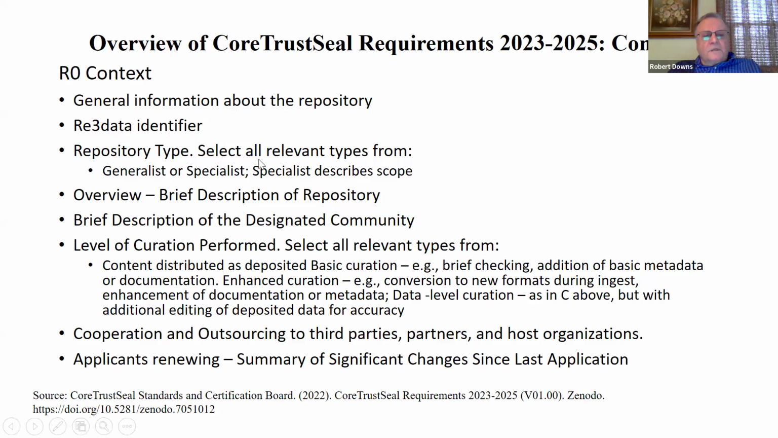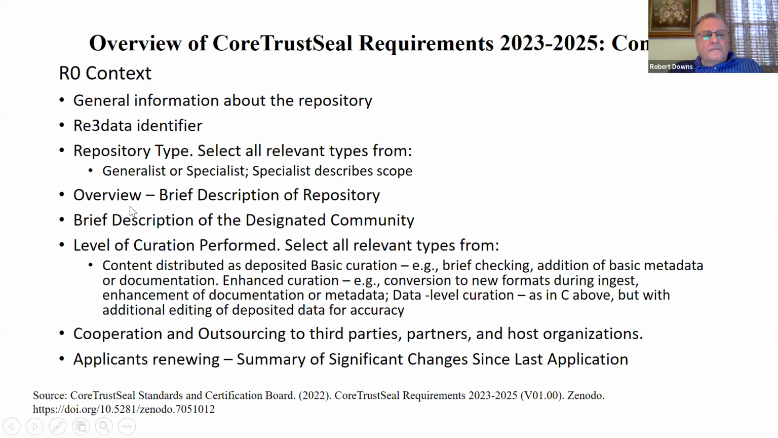You also will choose a repository type. Most repositories either select themselves as a generalist repository, which means that they cover lots of different fields, or a specialist repository that's just covering a very narrow field. So the narrow field might be they just look at earth and environmental information, for example. And then if they are a specialist repository, they would describe the scope of that.